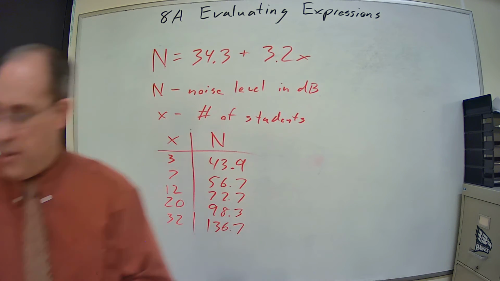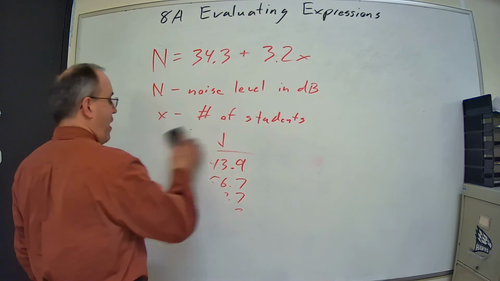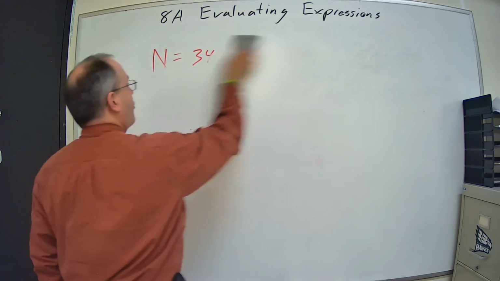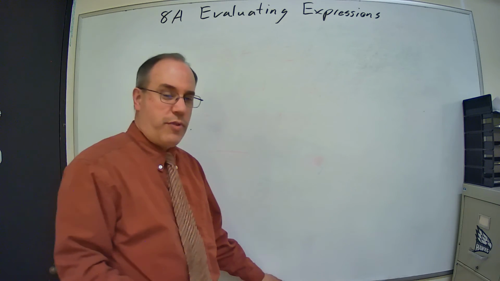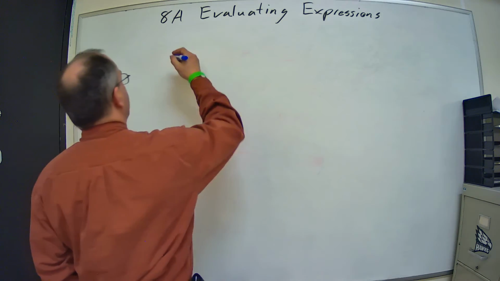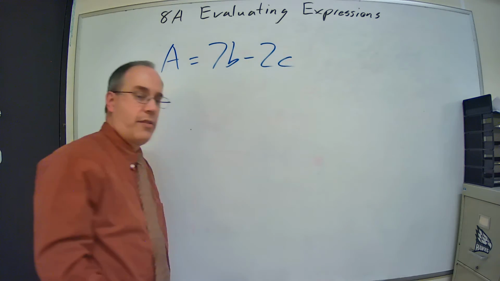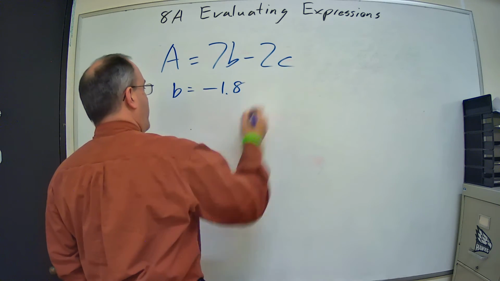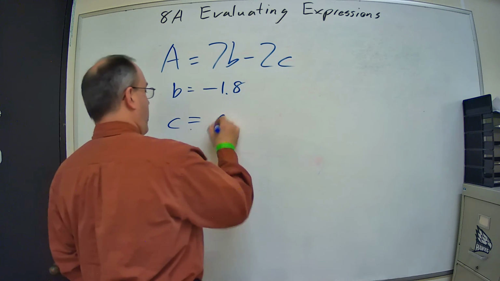Okay, so one last thing I want to do with this is dealing with evaluating expressions when you have negative numbers for your inputs. So let's just grab another basic equation. Let's say A is equal to 7B minus 2C. So A is equal to 7B minus 2C. And if we have B equal to negative 1.8 and C equal to 6.1.